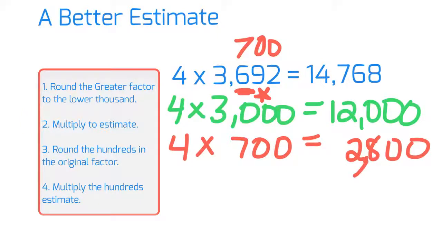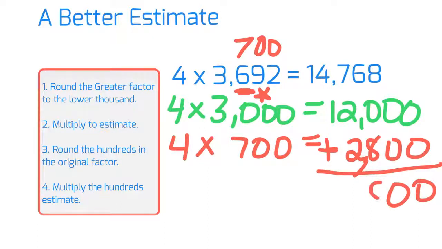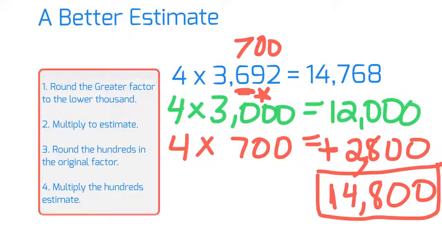Okay, my last step is to add each estimate. So if I add these together, I end up with 14,800. And if we think about it, is that closer to the actual answer that we got to begin with? Well, our original answer was 14,768 for the actual answer.